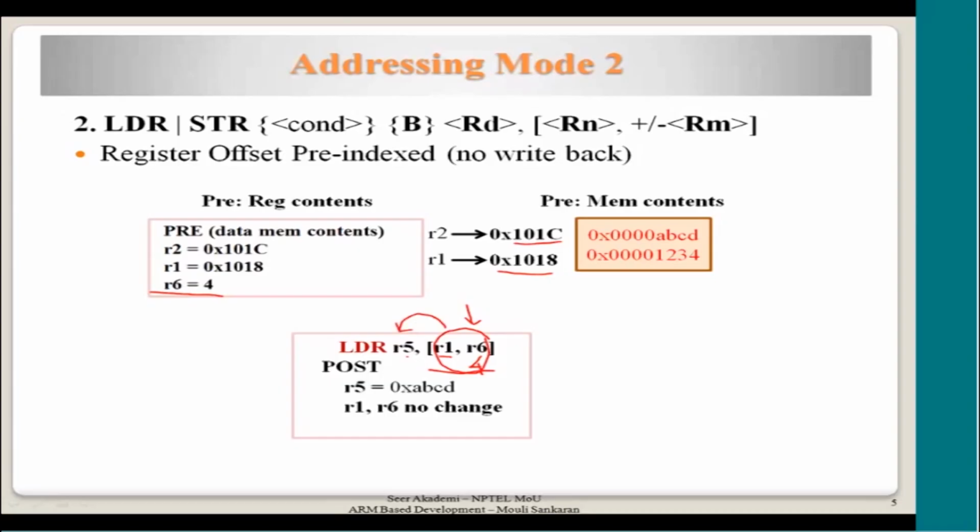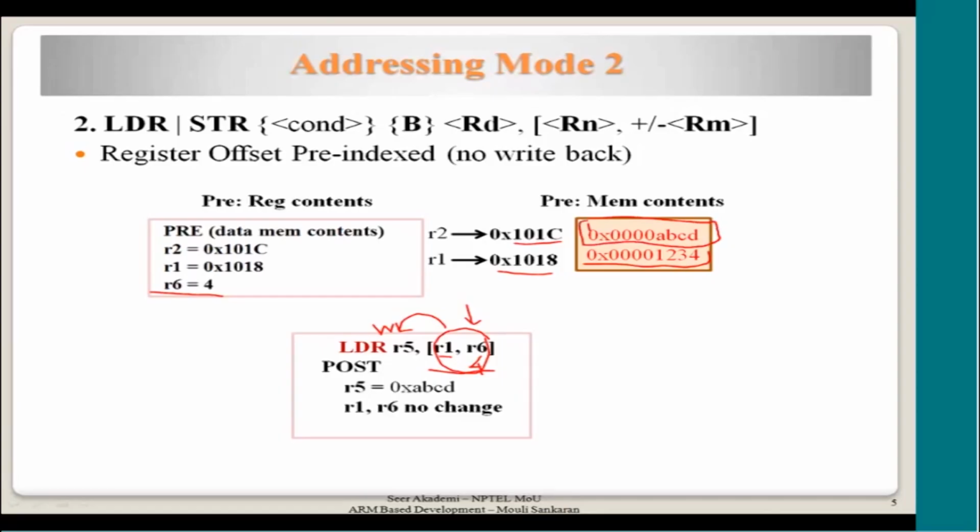Now how much do I need to copy? I have not mentioned a B here, so it is a word. I need to copy the whole word. In this case, one C is there, and then this whole word ABCD is copied into R5. That is what I am showing.